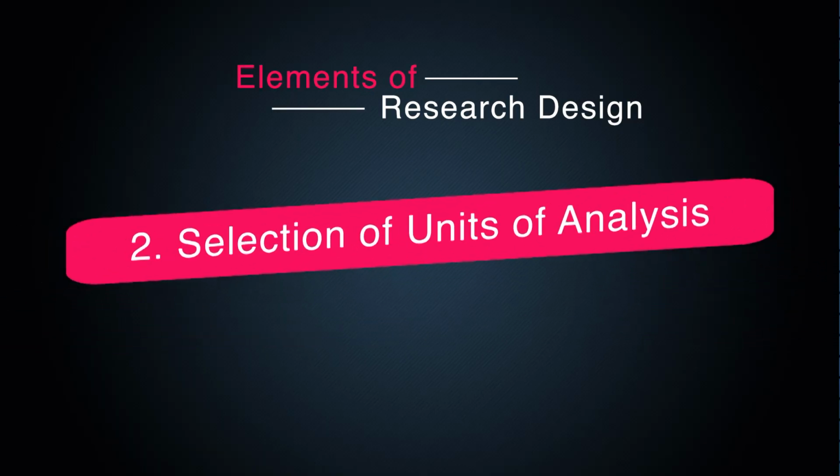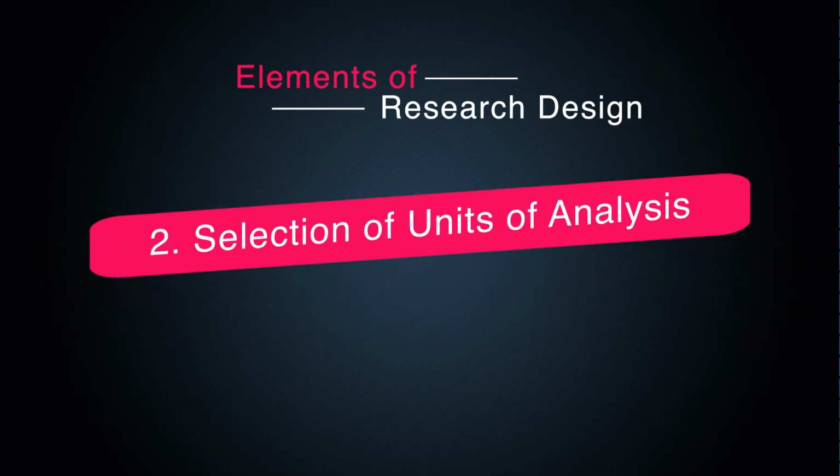The second element is the selection of unit of analysis. Determination of the units of analysis is a key factor in social research. In general, the purpose of the study dictates the selection of the appropriate unit of analysis. The objects or events or entities under investigation are referred to as unit of analysis in social sciences.